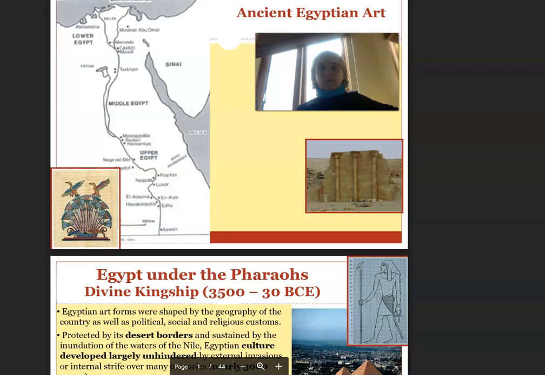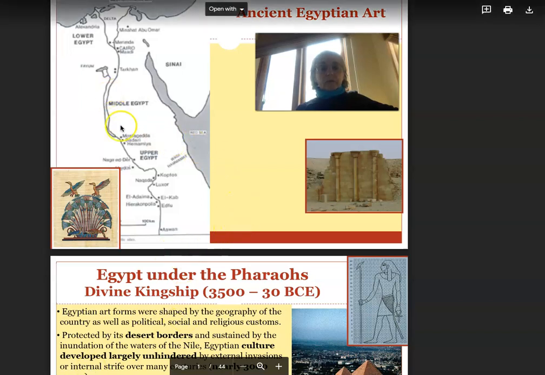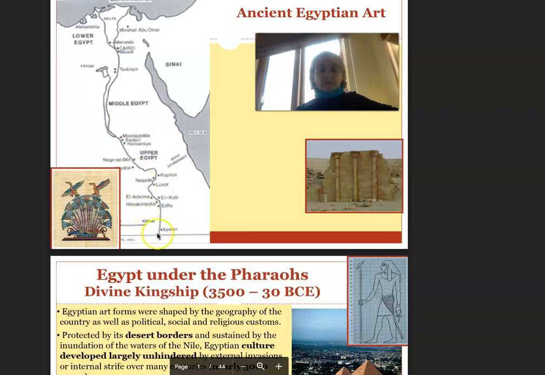Week 3, we're going to cover the art of ancient Egypt. In particular, I want you to be aware that the Nile River was a source of an economy and agriculture. Actually, the river starts at the bottom here and flows northward. So you have Upper Egypt here and Lower Egypt here.